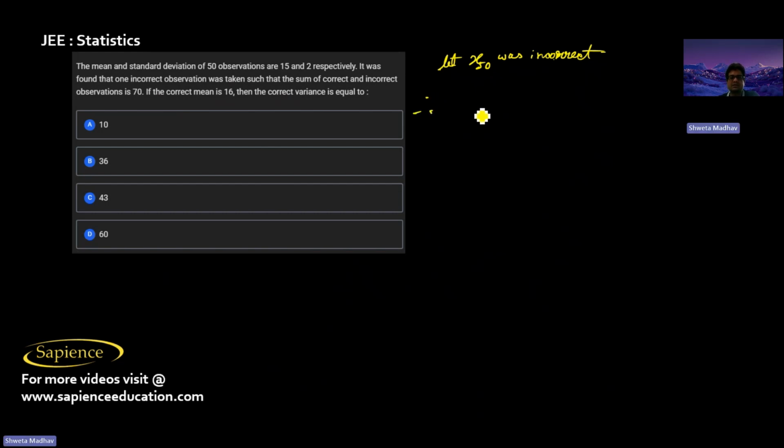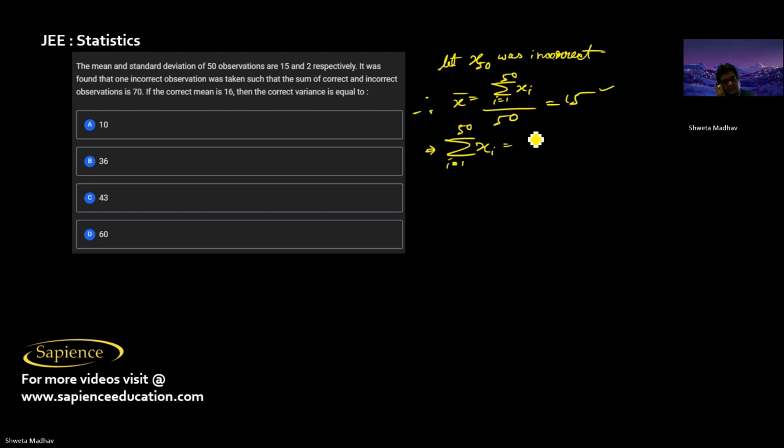So now I can say the mean value x bar, that is summation xi, where i goes from 1 to 50, divided by 50, is equal to 15, it is told. So therefore summation xi, i goes from 1 to 50, is 15 times 50, that is 750.